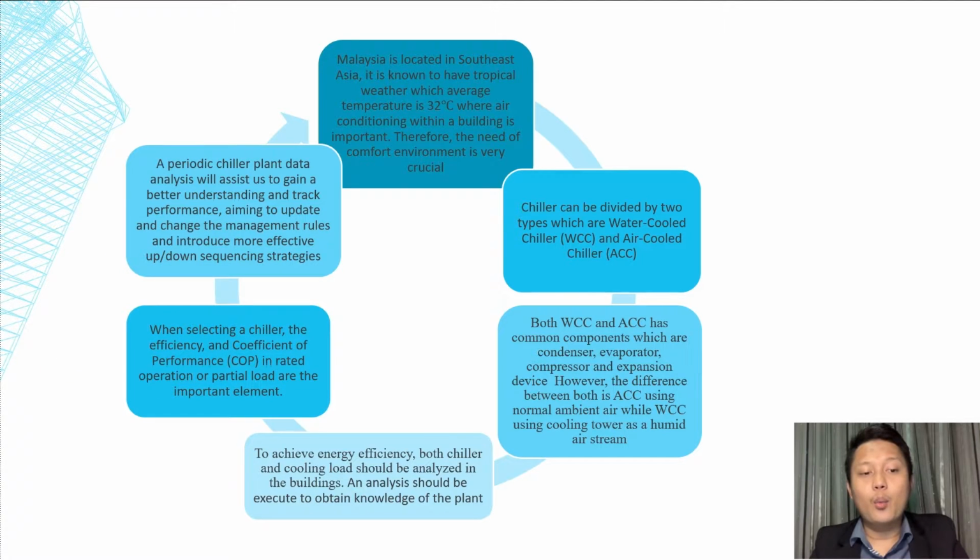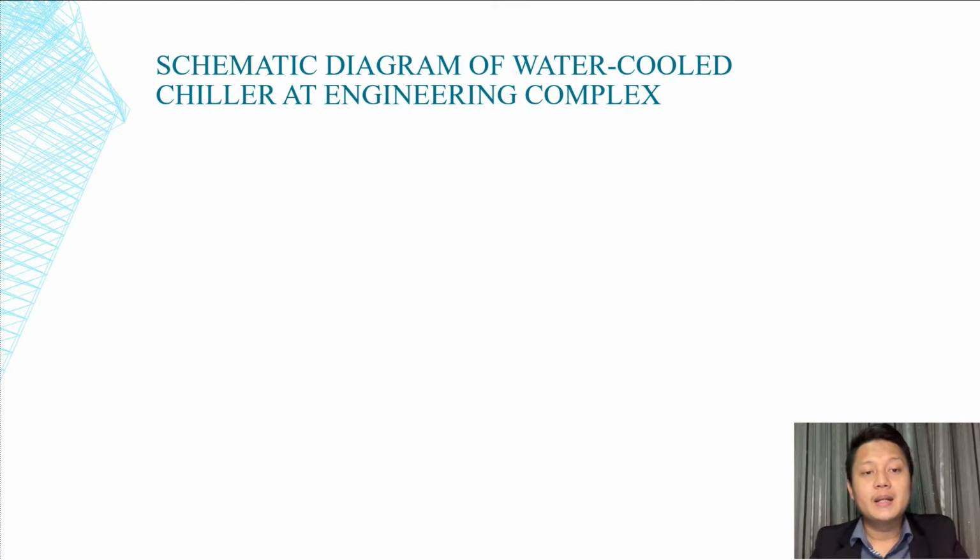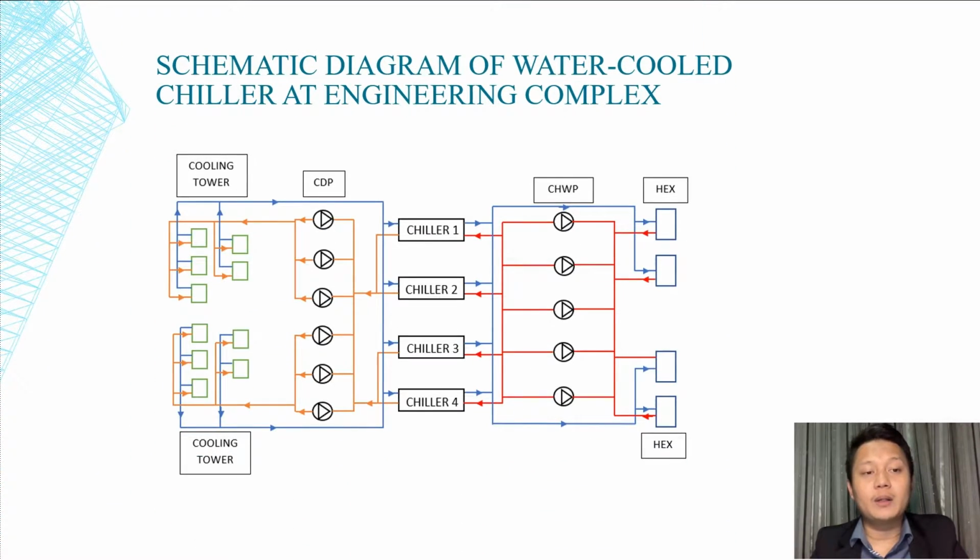This is why, when selecting a chiller, the efficiency and coefficient of performance (COP) in rated operation or partial load are the important element. This is the schematic diagram of water cool chiller at engineering complex.